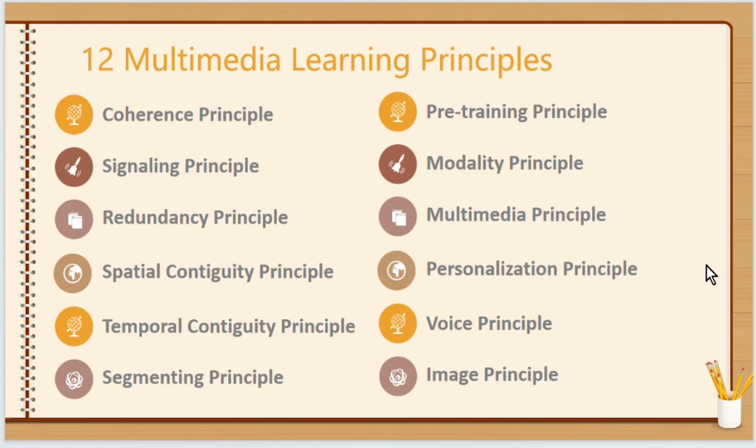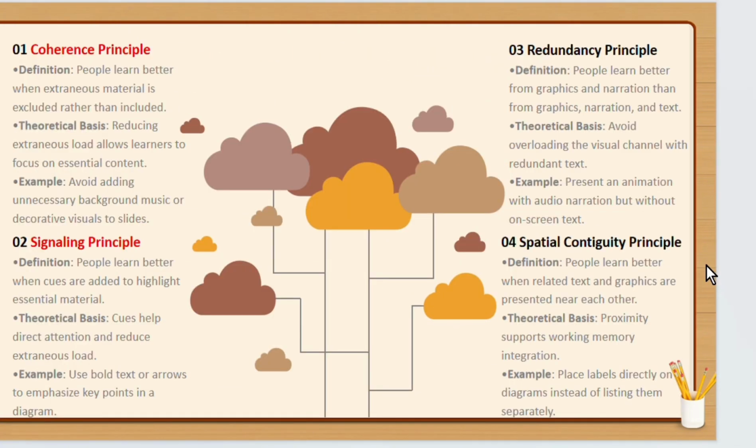Because we don't have much time, I will talk about 3 important principles of multimedia learning. They are the coherence principle, the signaling principle, and the segmenting principle. The first principle is the coherence principle. This principle says that people learn better when there is no extra information. For example, in a video, we should remove background music or unnecessary animations. This helps learners focus on the main idea.